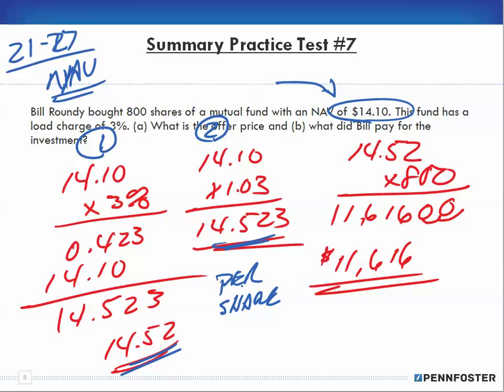Remember, a mutual fund is very similar to stocks, because it is nothing but a basket of stocks. So I take that price, that cost, and multiply it by the 800 shares that I want to buy, and I end up with $11,616, and that's what it would cost me to buy the 800 shares. So really, that's all there is to it.